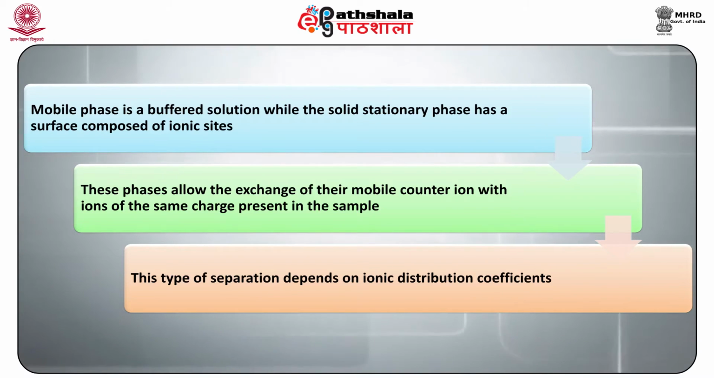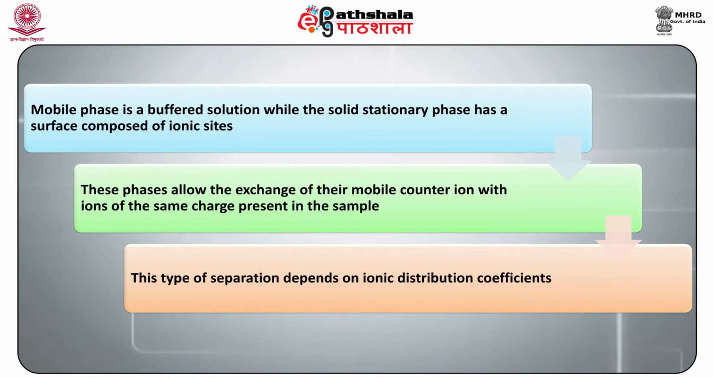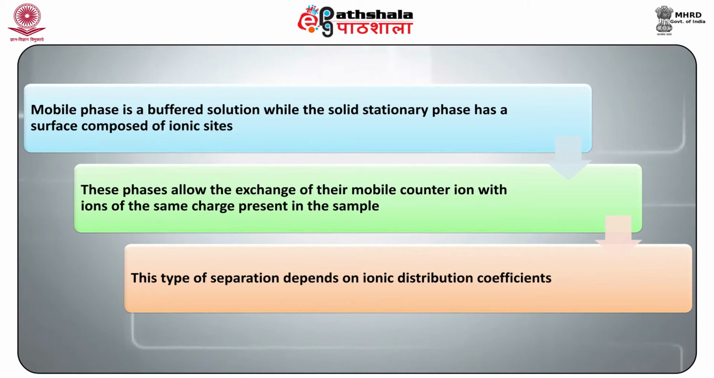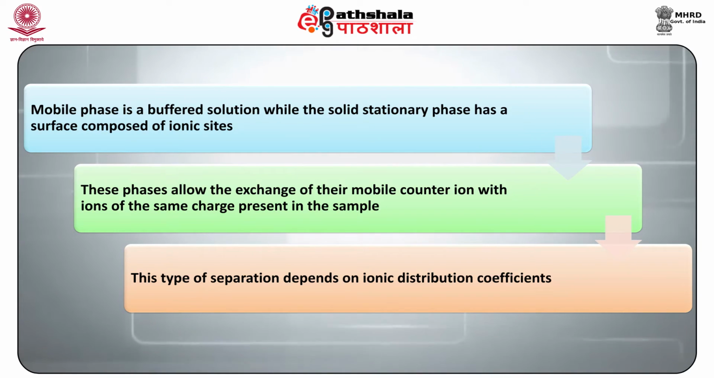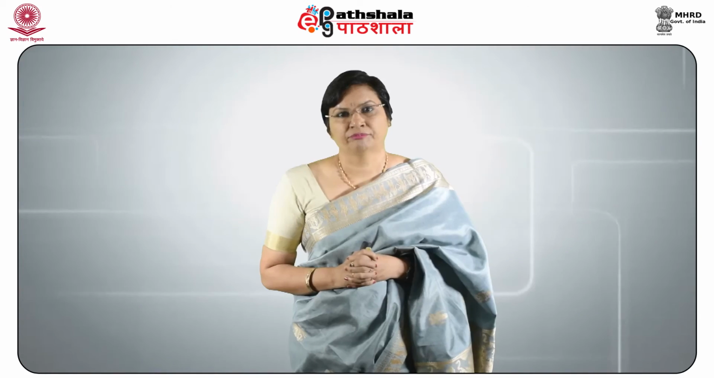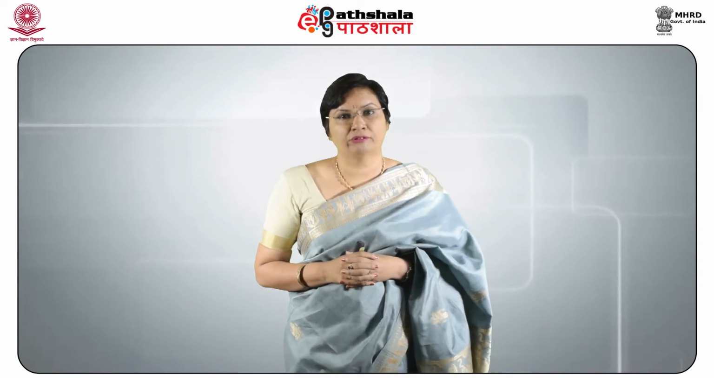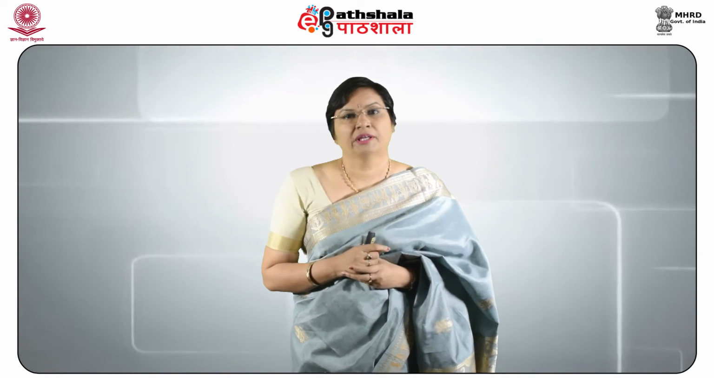In this technique, the mobile phase is a buffered solution while the solid stationary phase has a surface composed of ionic sites, and these phases allow the exchange of their mobile counter ion with ions of the same charge present in the sample. This type of separation depends on the ionic distribution coefficient. So I am sure you are now familiar with all these different types of chromatography, and we will see in subsequent modules how they can be applied.